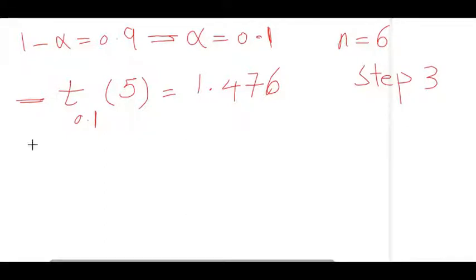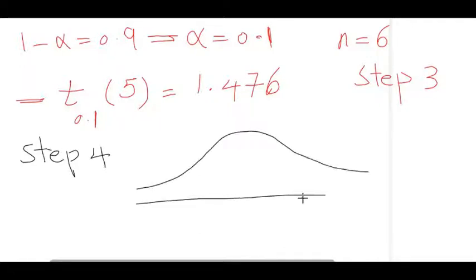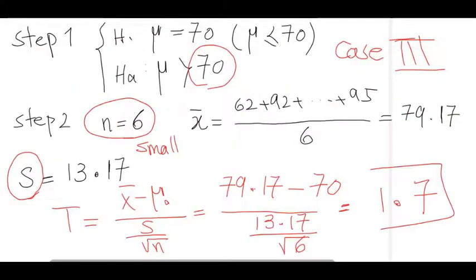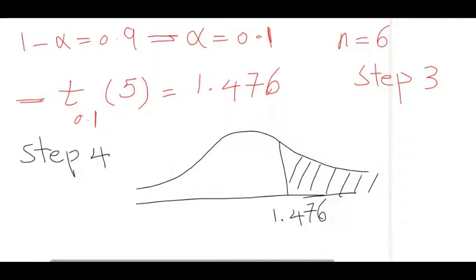In step 4, we need to make a decision. We have a right tail test, so 1.476. This is the rejection region, and the test statistics is 1.7. So 1.7 is here. So the result is reject H0.